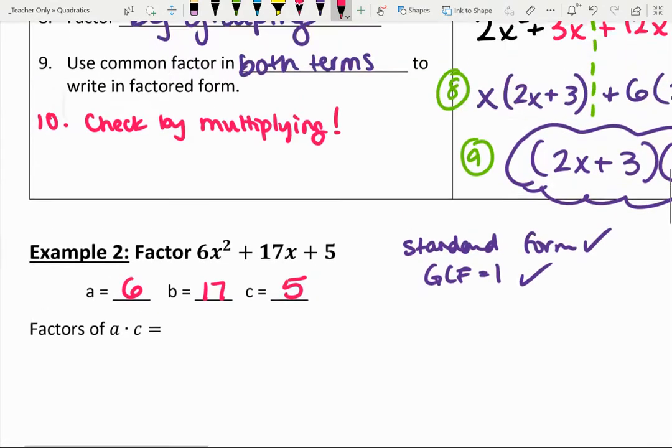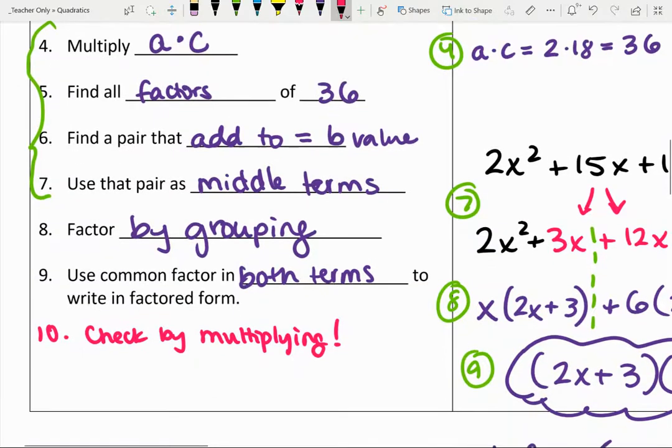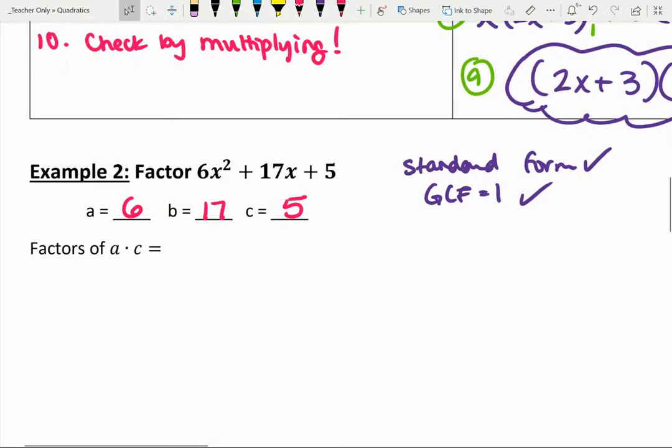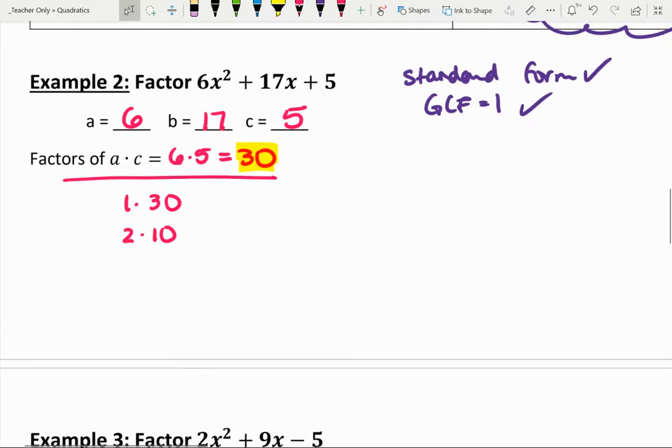So thinking back to our steps, we've got A, B, and C. Now we need to multiply A and C and find the factors of that. So multiplying A times C, or 6 times 5, we get 30. And we're going to find all the factors of 30. So remember, 30 can be 1 times 30, 2 times 15, 3 times 10, and 5 times 6. So we've got all of our factors listed out, and we need to pick a pair.